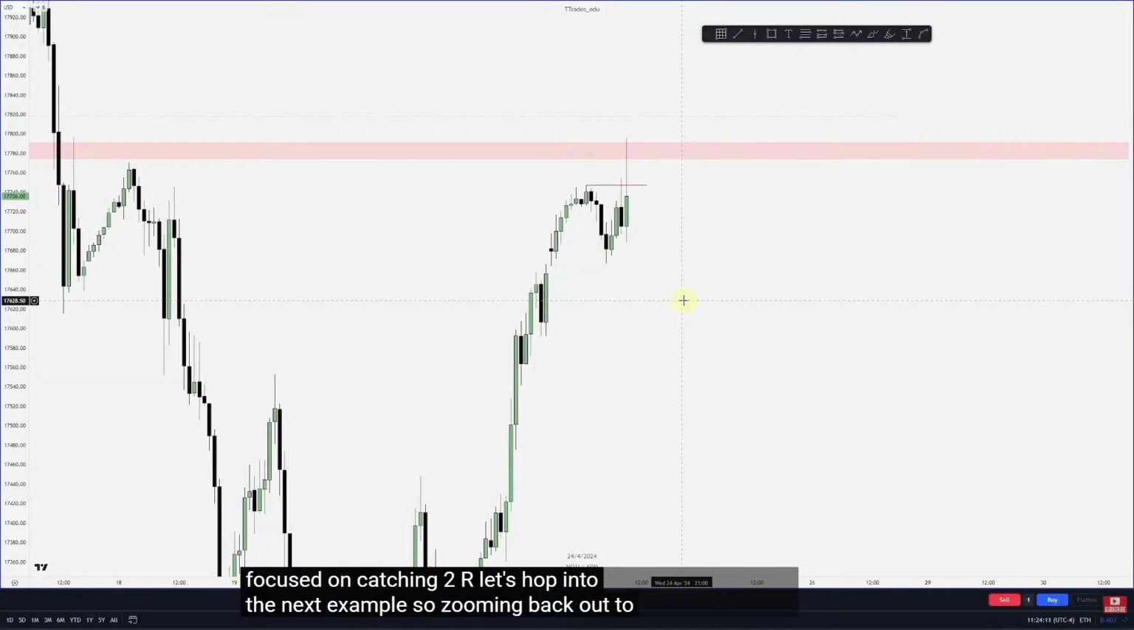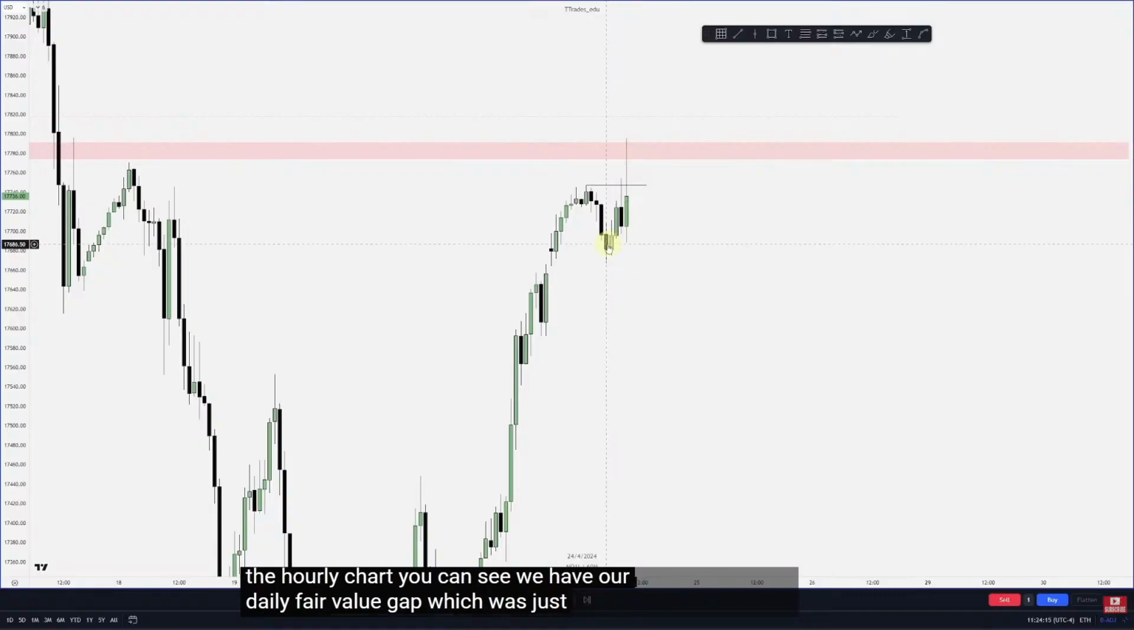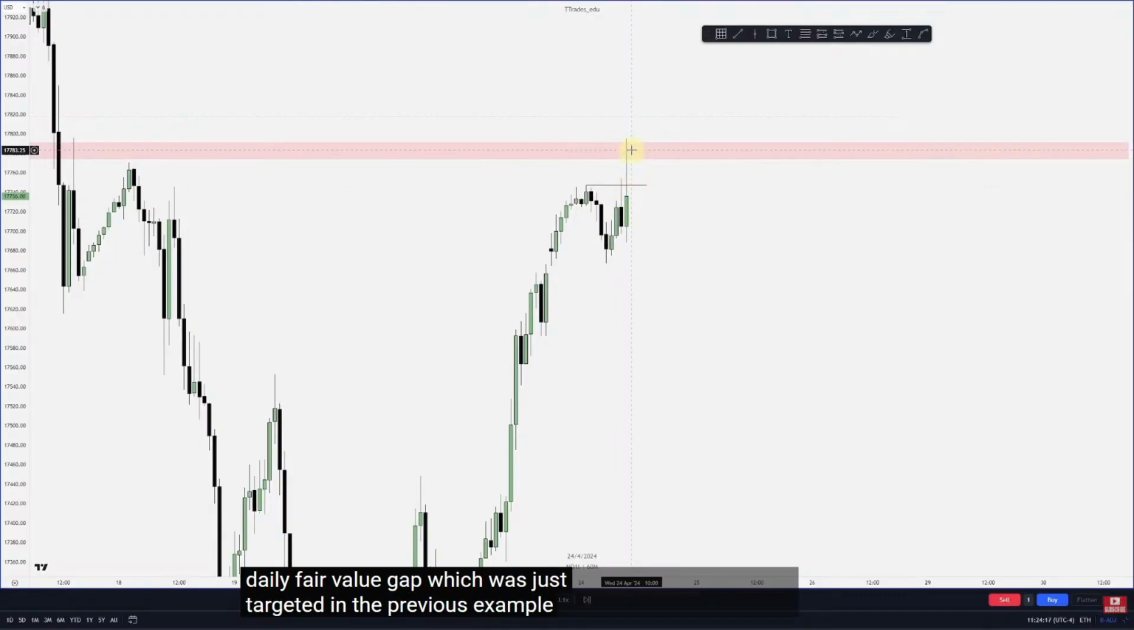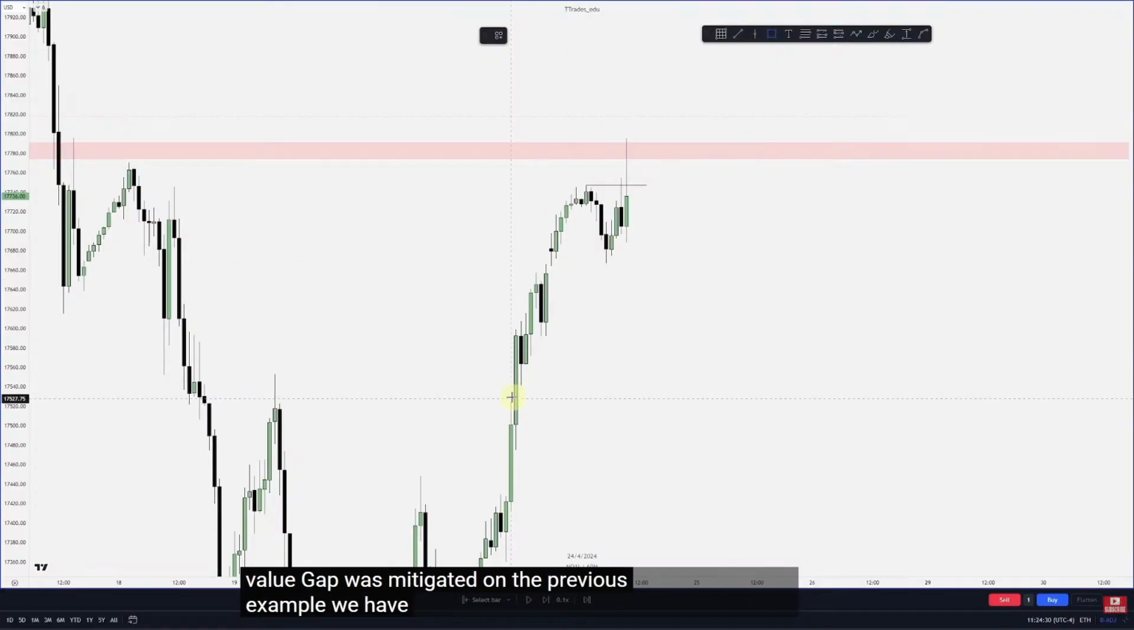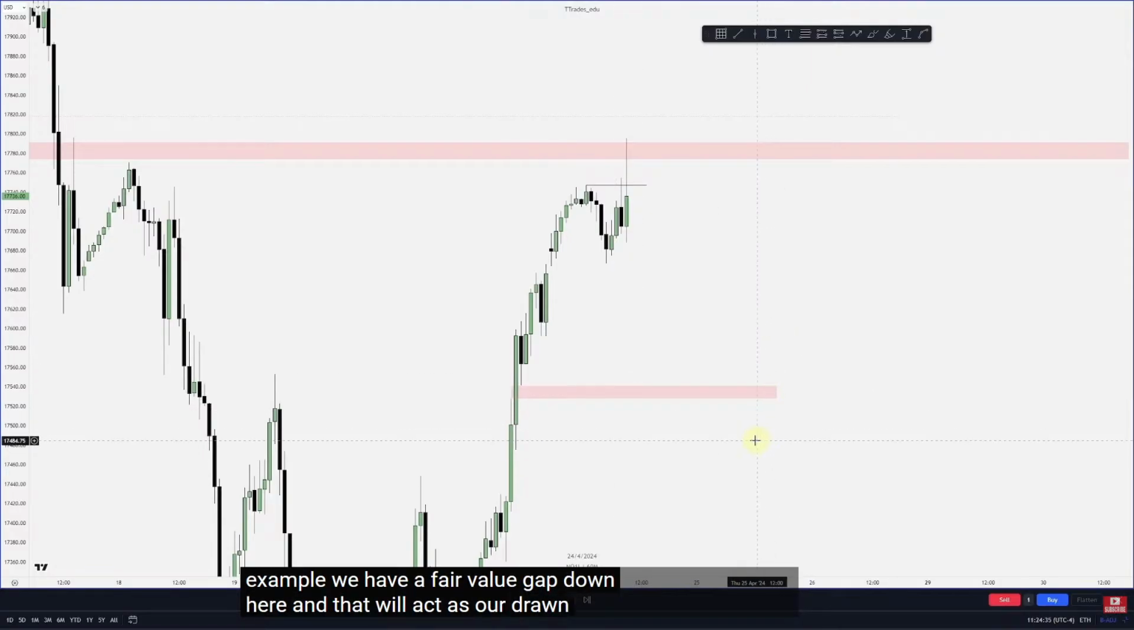So zooming back out to the hourly chart, you can see we have our daily fair value gap, which was just targeted in the previous example. So we have an important daily level. We just swept an hourly high, so external liquidity. And do we have internal liquidity lying below? Well, this fair value gap was mitigated in the previous example. We have a fair value gap down here, and that will act as our draw on liquidity.